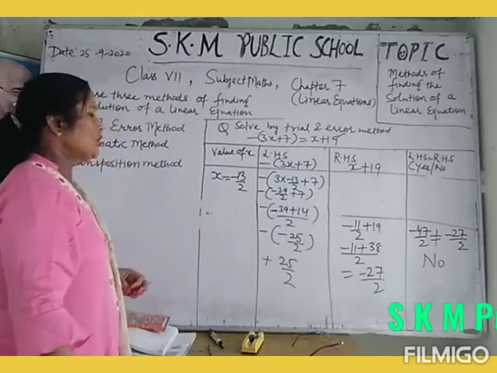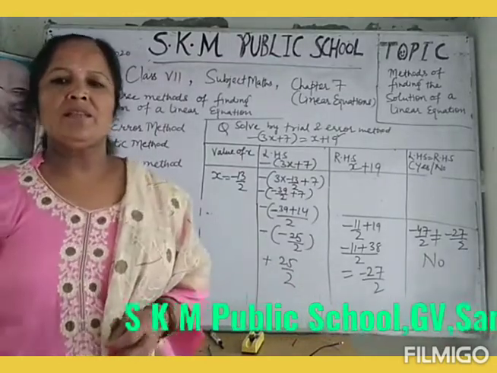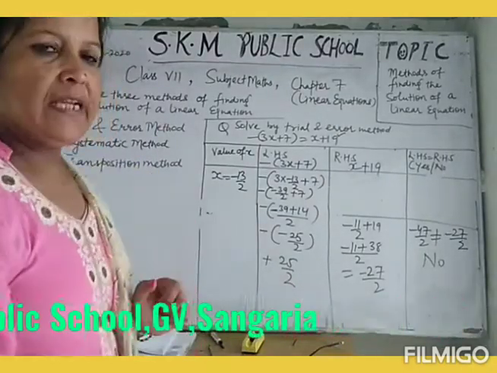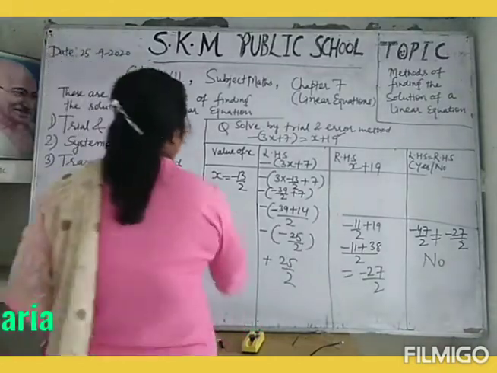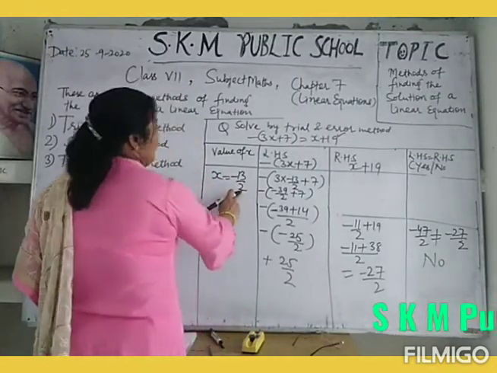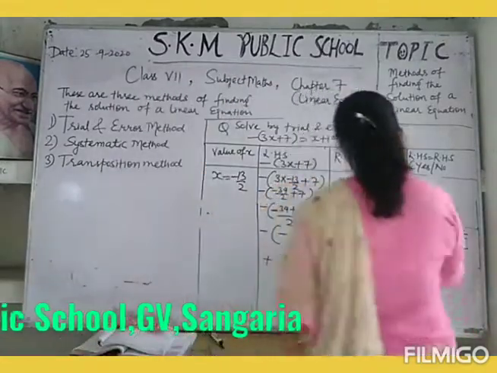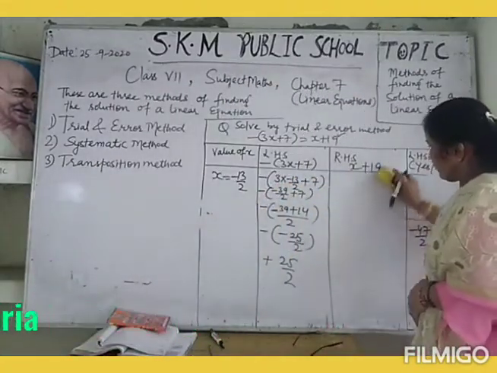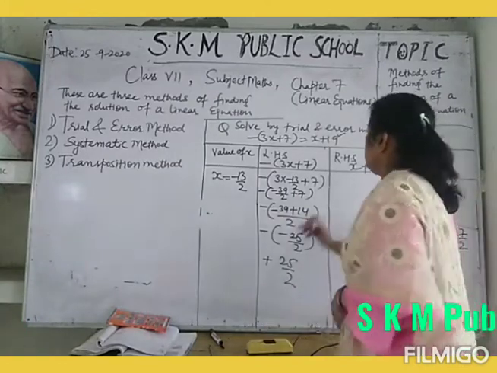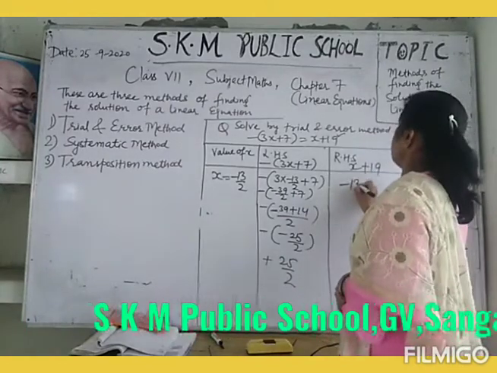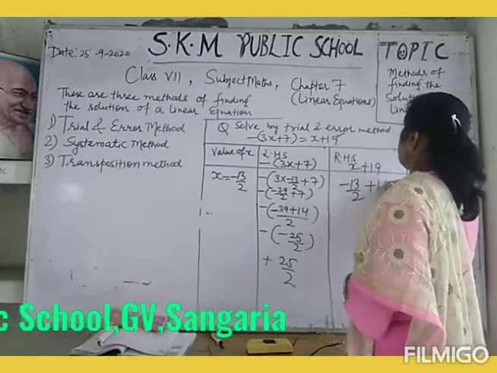I have put the value of x is equal to minus 13 upon 2 in the left hand side. Now x is equal to minus 13 upon 2 will be put in the right hand side. So let's take x here, minus 13 upon 2 plus 19.